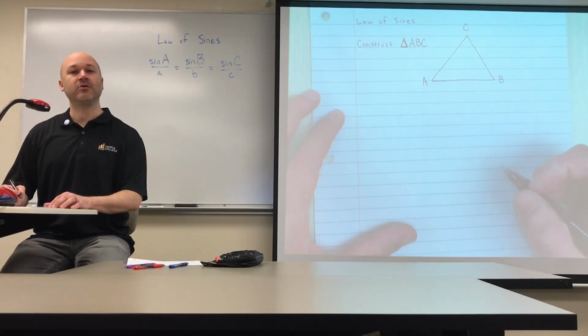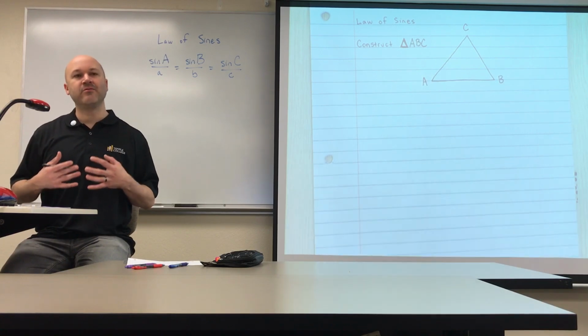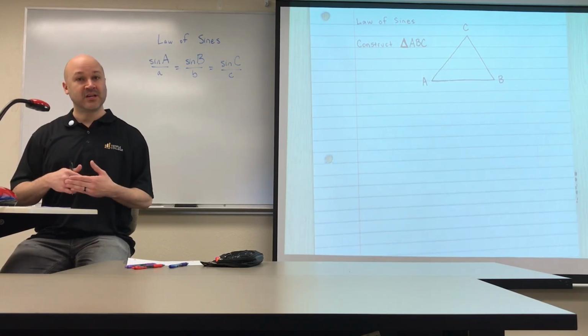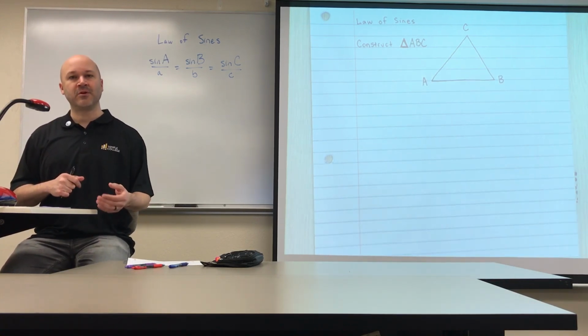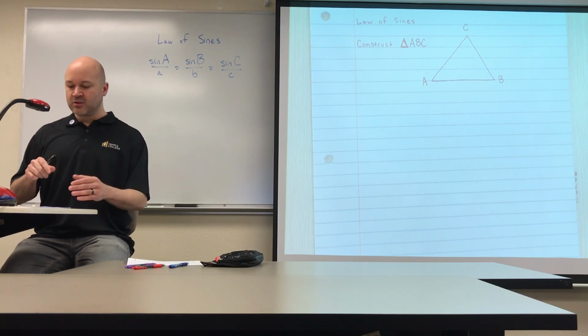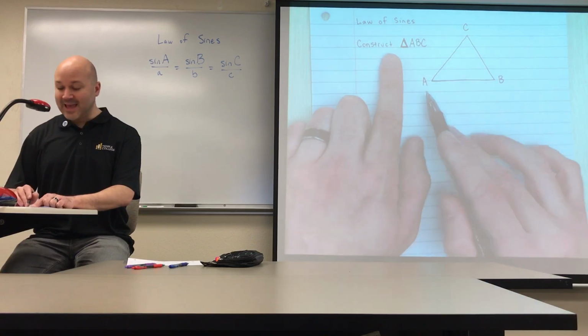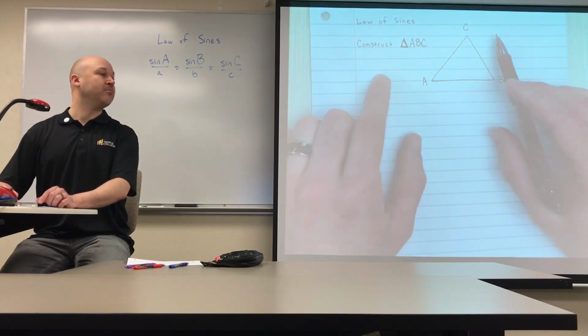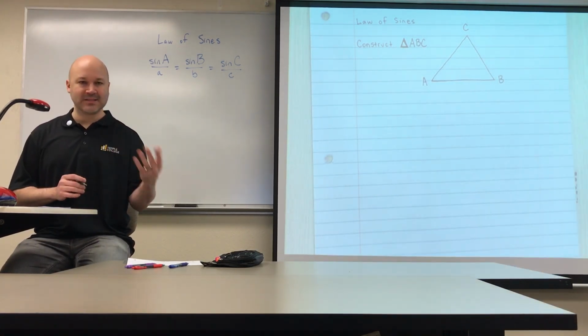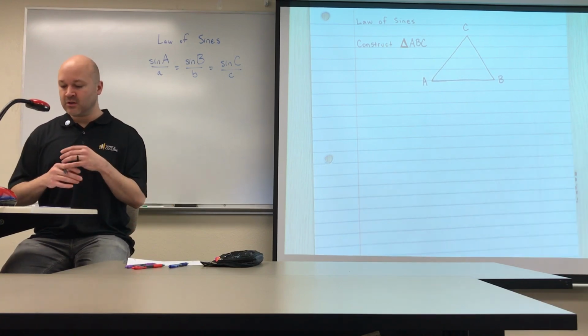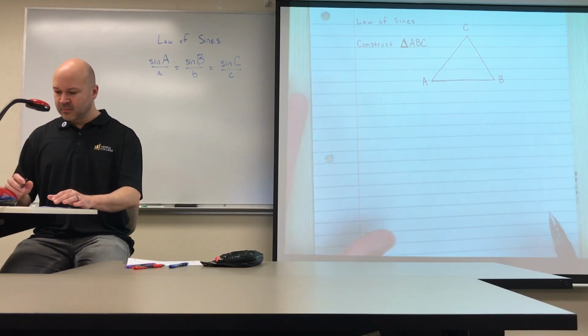In this video, we're going to derive or maybe prove the law of sines. To do so, I'm going to first start off with just some general triangle. So I've constructed triangle ABC. That represents any triangle, whether it be isosceles, right, or just oblique, just some random triangle.